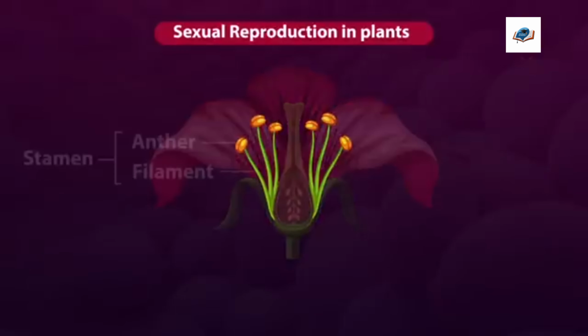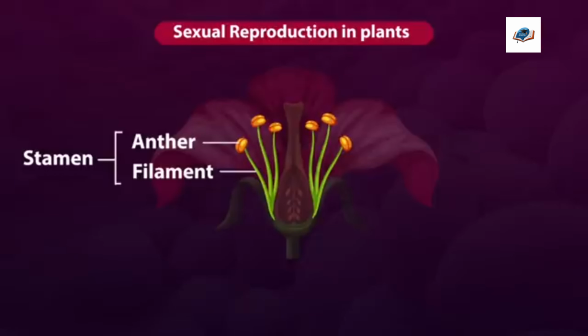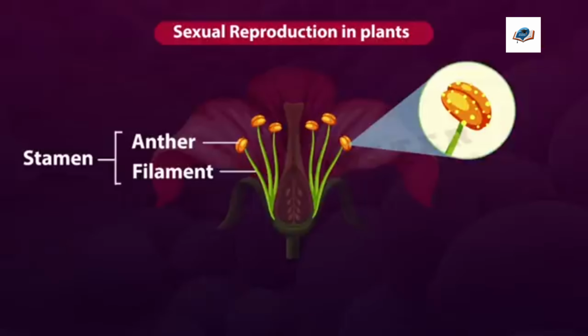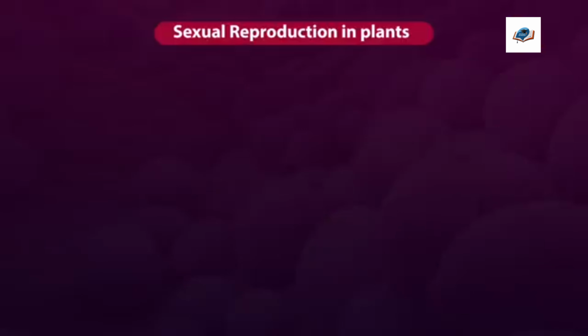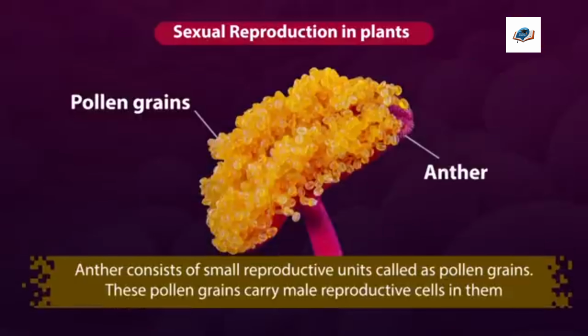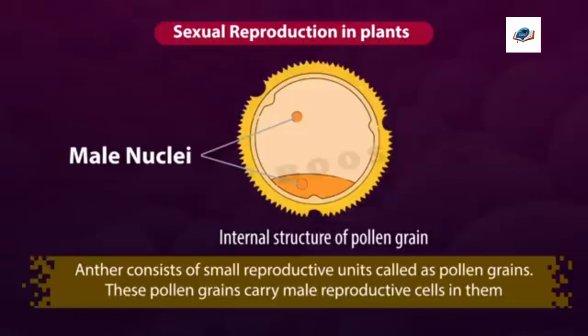Stamen has two main parts named as anther and filament. Anther consists of small reproductive units called as pollen grains. If we touch the stamen of a flower, some yellow colored dust-like material sticks to our fingers. It is nothing but pollen. These pollen grains carry male reproductive cells in them.